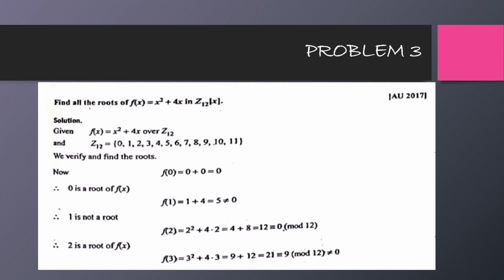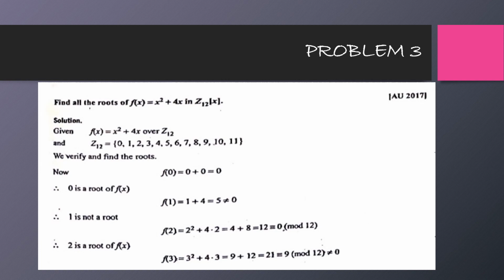So third problem, same type of problem. Find all the roots of f of x equal to x square plus 4x in Z12. So in Z12, what will I write? 0, 1, 2, 3, 4 up to 11. So what do I do? I start substituting one by one. So first I substituted 0 here. If I substitute 0, the entire answer will be 0. So automatically when my answer is 0, I can say that particular element is a root.